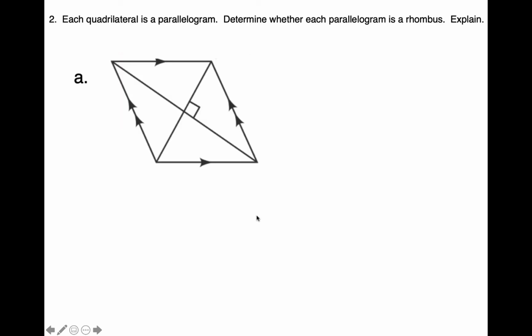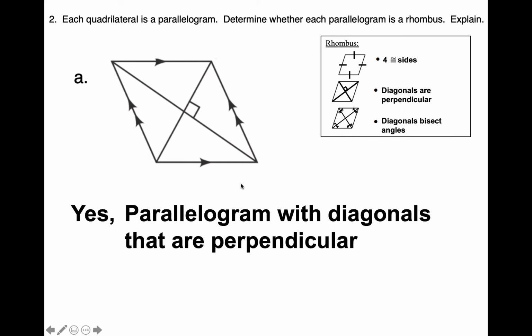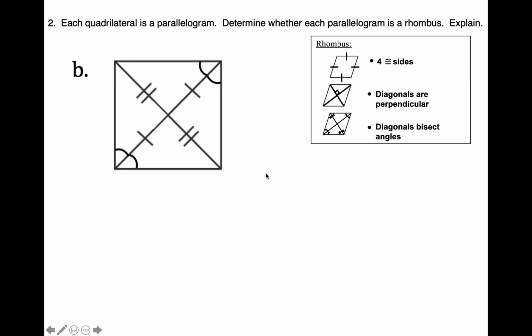For number 2, each quadrilateral is a parallelogram. Determine whether each parallelogram is a rhombus. So we're going to look at the properties of a rhombus and see if we have anything over here. Notice we have opposite sides are parallel, so it's a parallelogram. And we have a right angle where the diagonals cross. So when you have right angles, that is a property of a rhombus. So yes, this is a rhombus. It's a parallelogram with diagonals that are perpendicular.